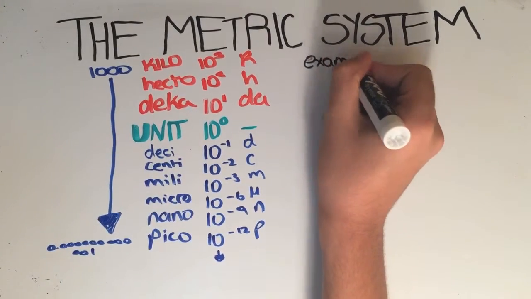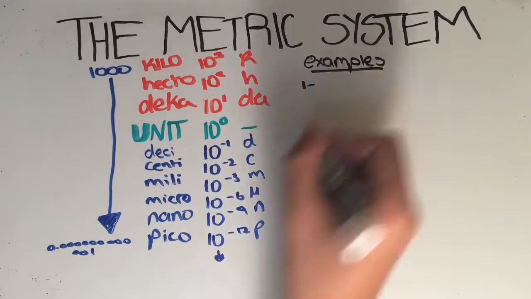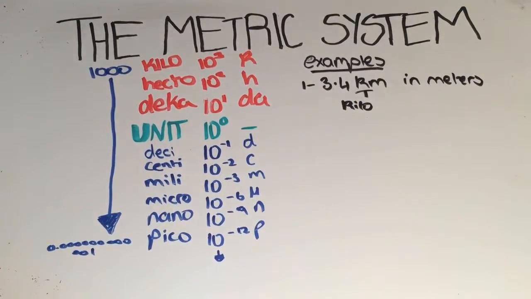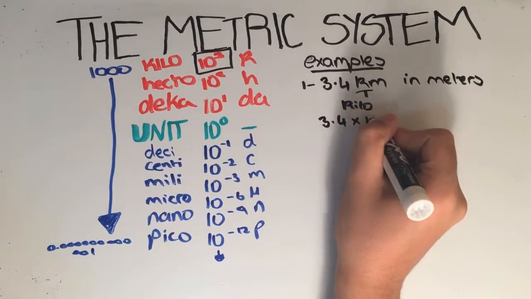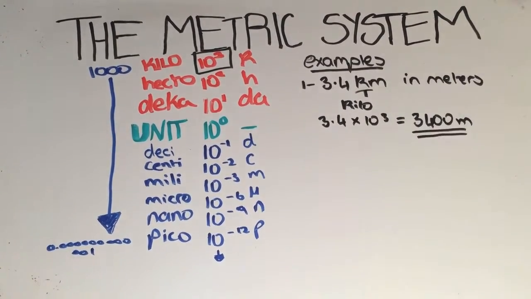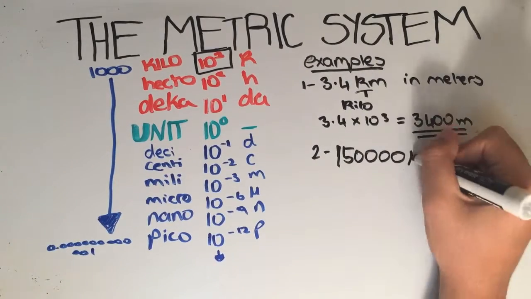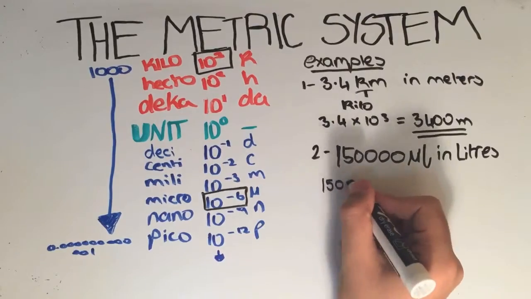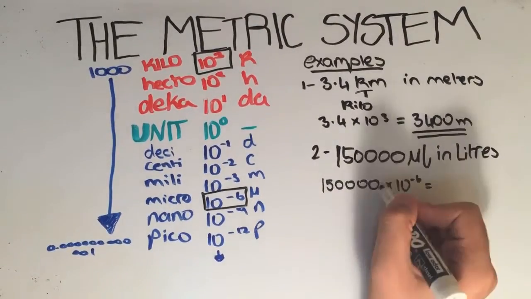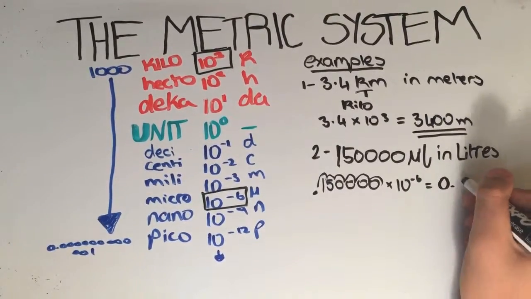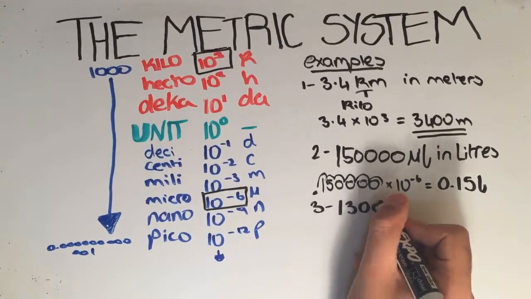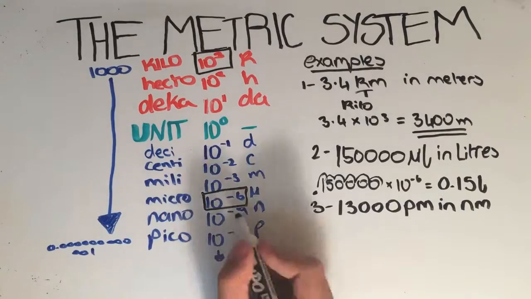So now let's look at some examples. The first one says convert 3.4 kilometers into meters. Because kilo is 10 to the power of 3, your answer will be 3.4 times 10 to the power of 3, which is 3,400 meters. The second example asks us to find 150,000 microliters in liters. Because micro is 10 to the power of minus 6, you move the decimal point 6 places to the left to get 0.15 liters.